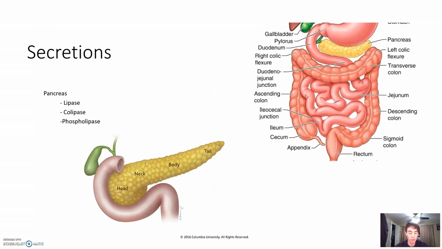Most digestion occurs in the small intestine. Intestinal, hepatic, and pancreatic enzymes are secreted to aid in digestion. The pancreas also secretes lipase, colipase, and pancreatic phospholipase to help aid in enzymatic fat digestion, and we will go into these in a moment. And here you can see a beautiful picture of a pancreas where it's secreting lipase, colipase, and phospholipase into the small intestine.